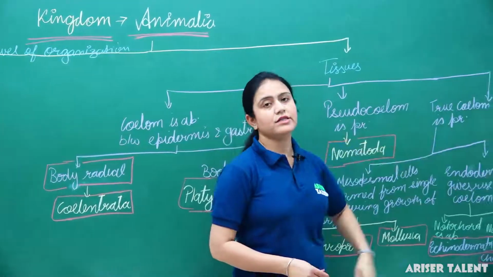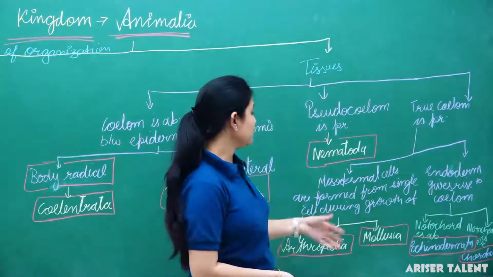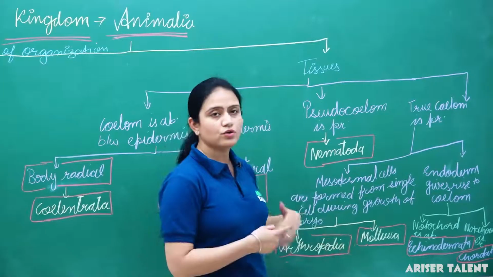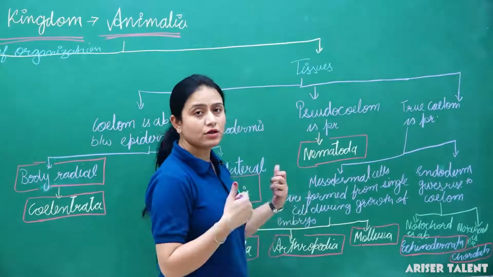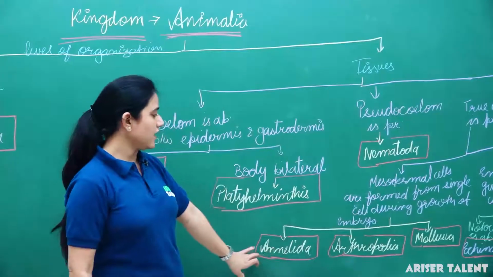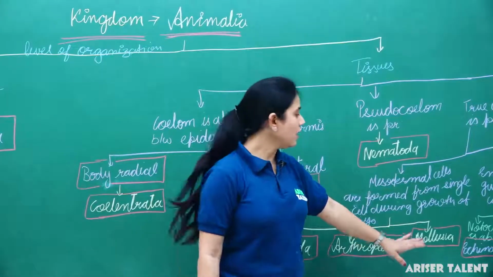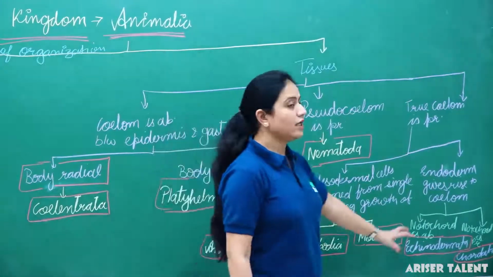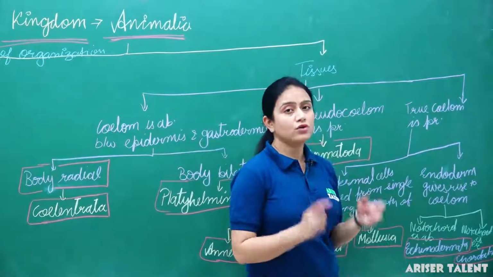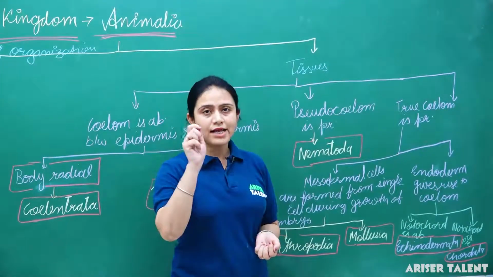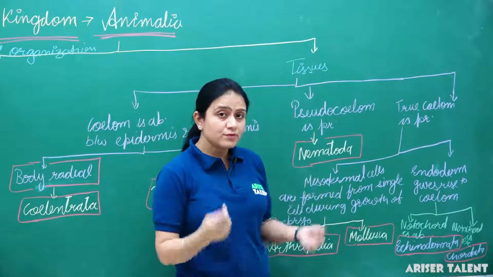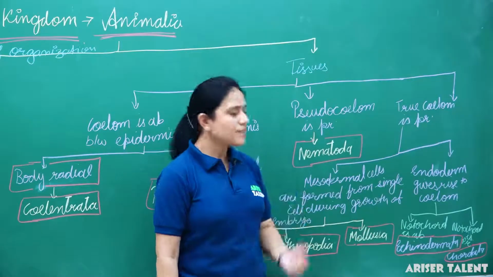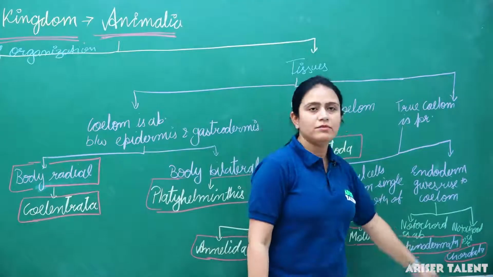If true coelom is present, then again they are classified on the basis of whether mesodermal cells are formed from a single cell during growth of the embryo, then they are classified into three phyla: Annelida, Arthropoda, Mollusca. And if the endoderm gives rise to coelom, meaning body cavity, then again they are classified on whether they have notochord. What is notochord? Notochord is a skeletal rod. If it is present, then they are kept in the Chordata group, and if it is absent, then they are kept in the Echinodermata group.